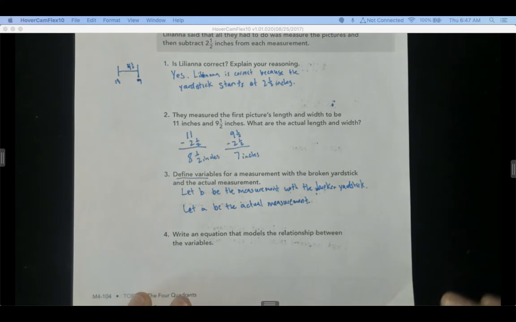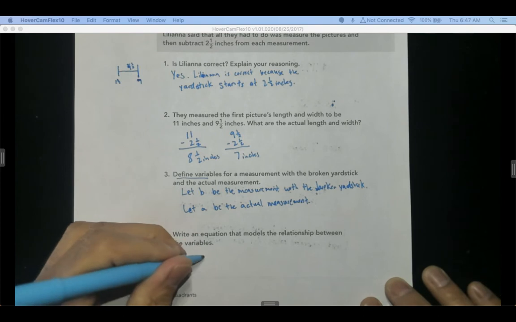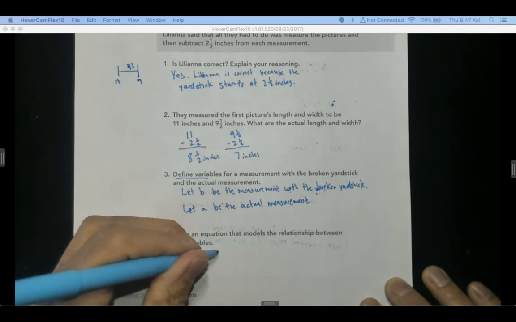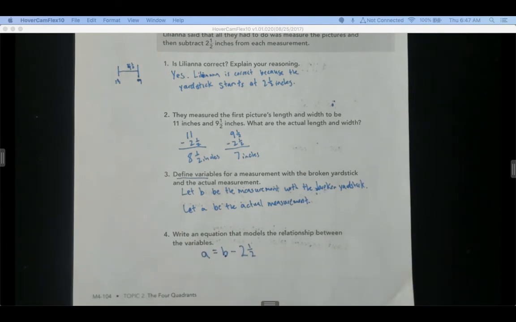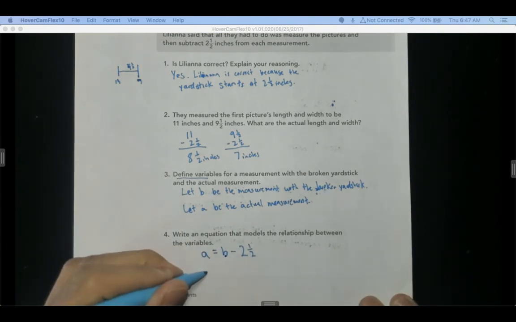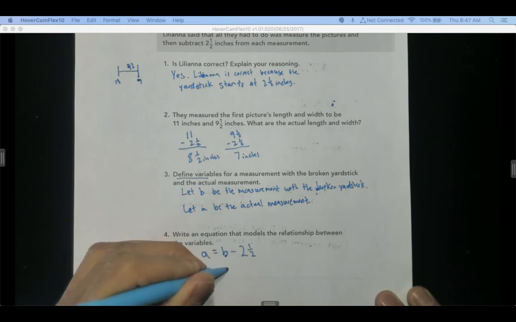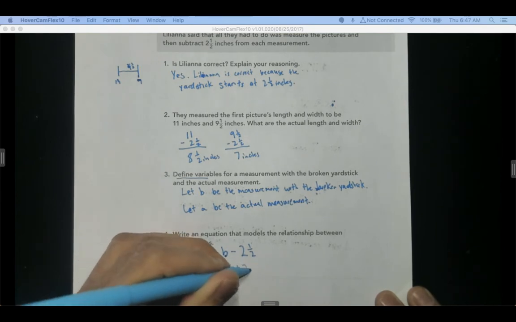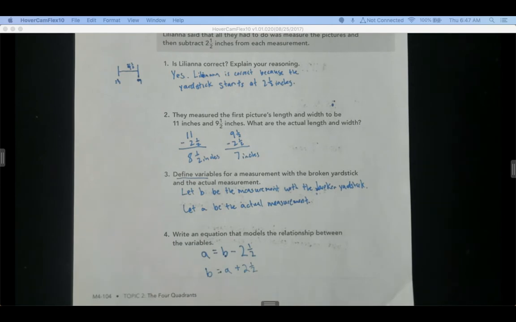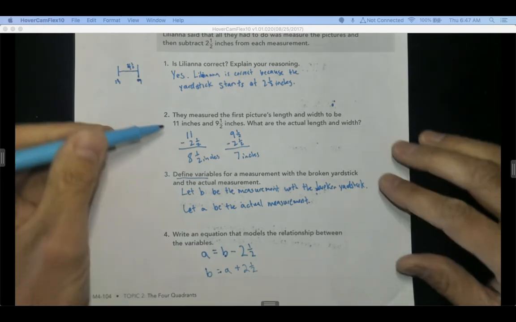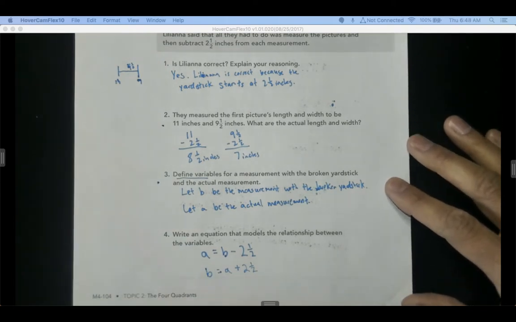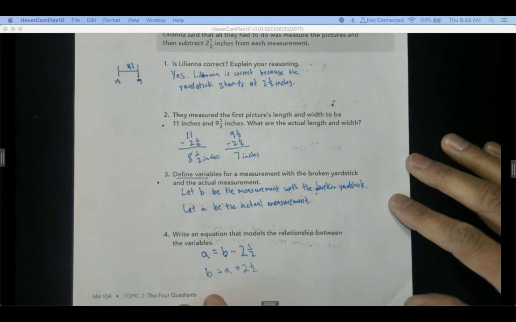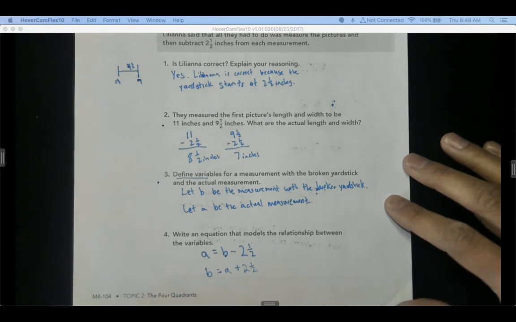Four, write an equation that models the relationship between the variables. All right. So the actual measurement will be the broken measurement minus 2.5. Or I could think about it like this: the broken measurement is going to be the actual measurement plus 2.5. So I'm trying to understand the situation by doing a basic problem, define variables, and then write an equation for that problem. An equation has an equal sign, and that's kind of what I did right there.